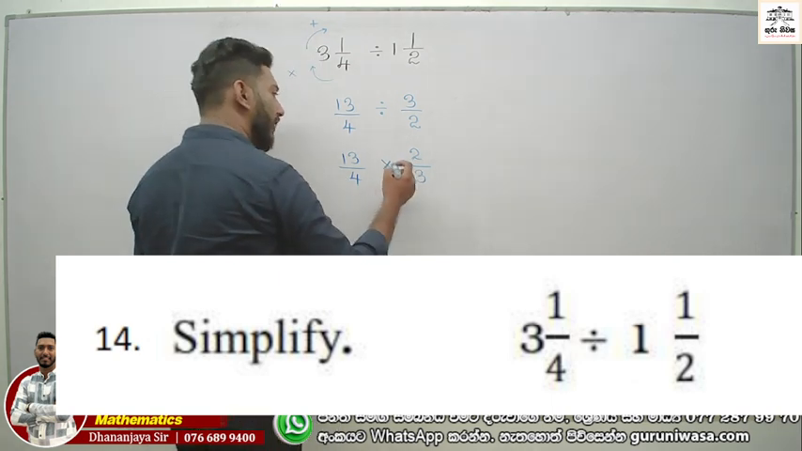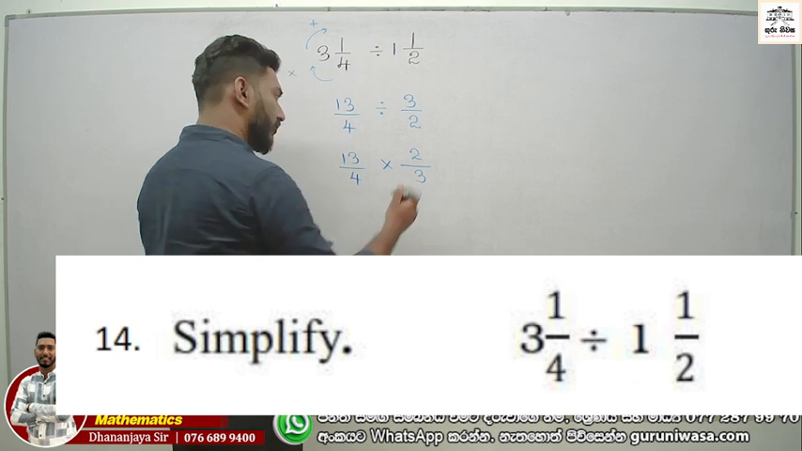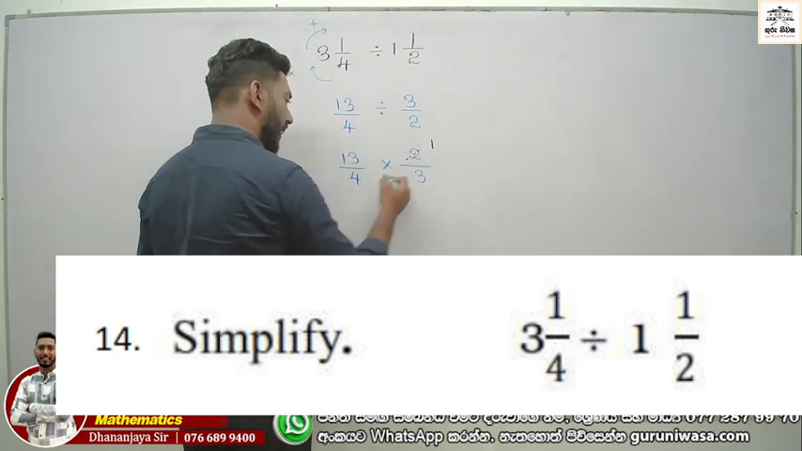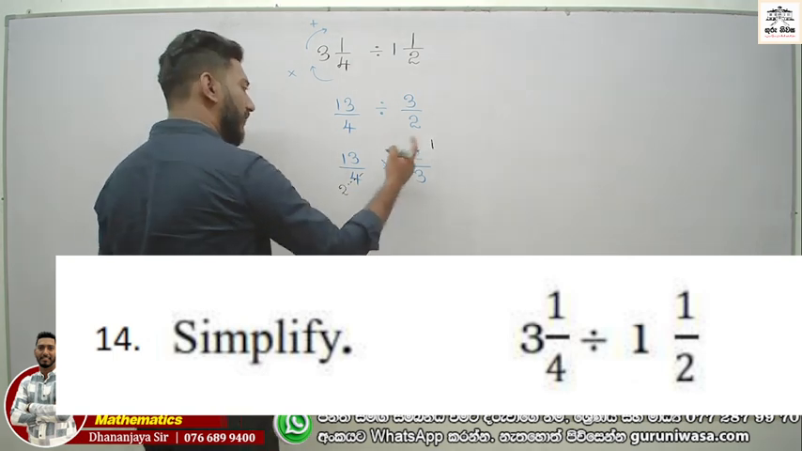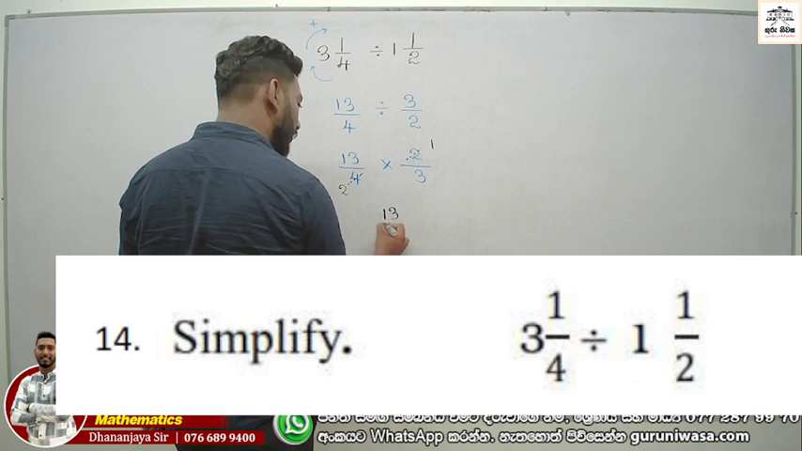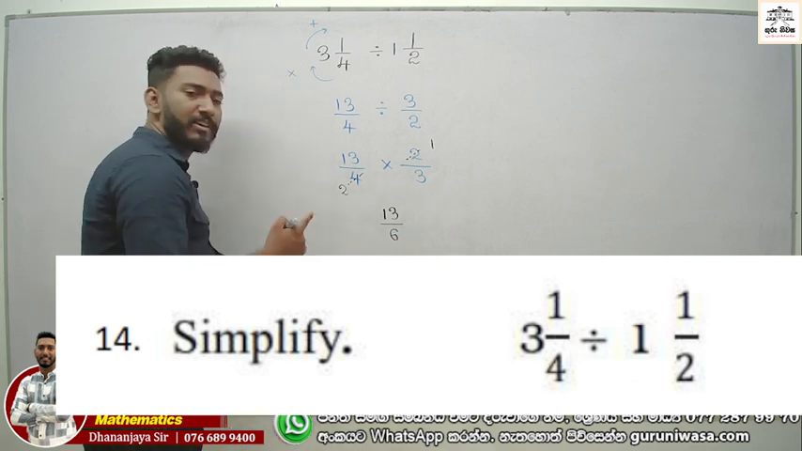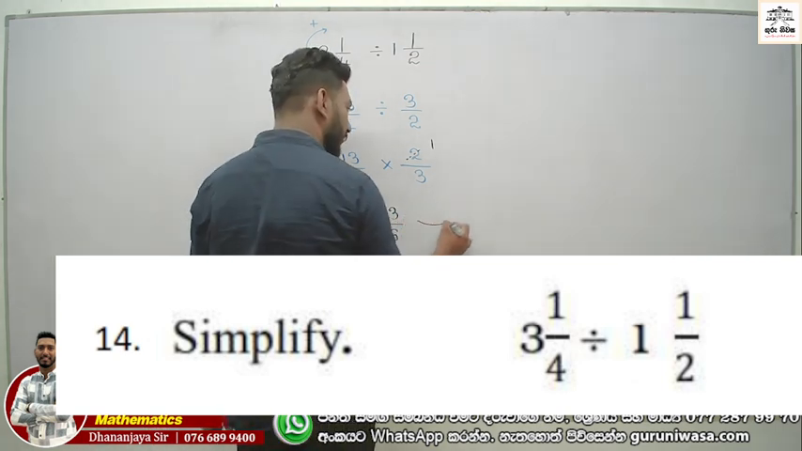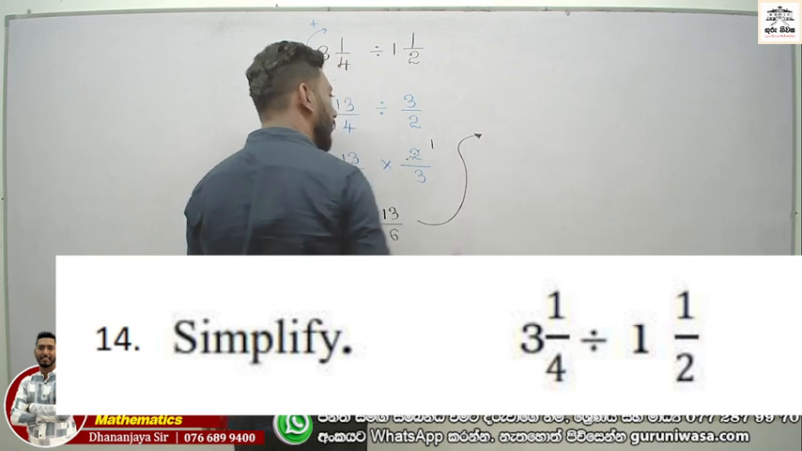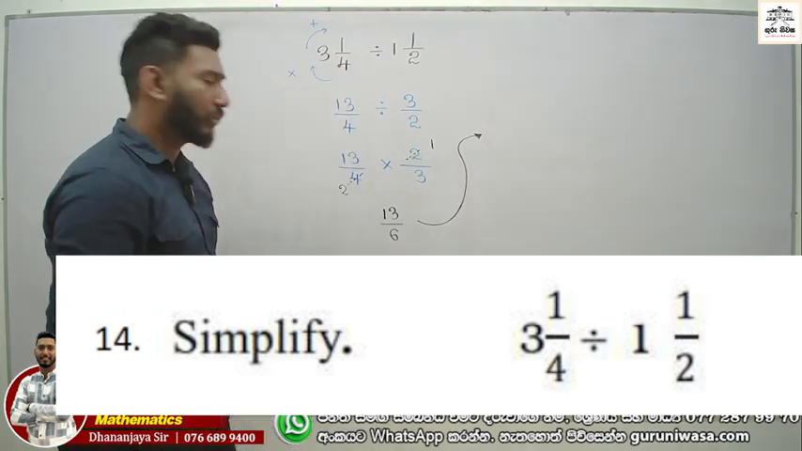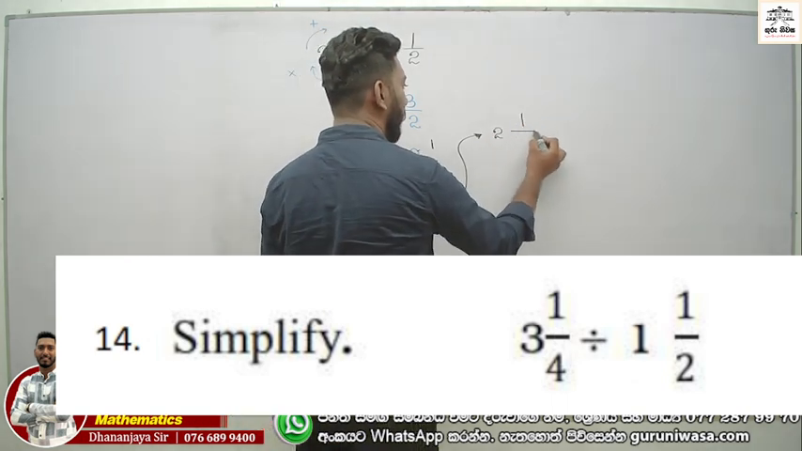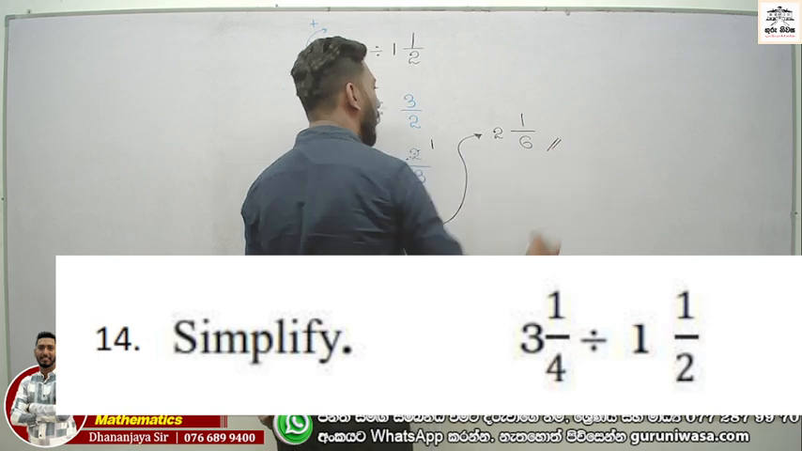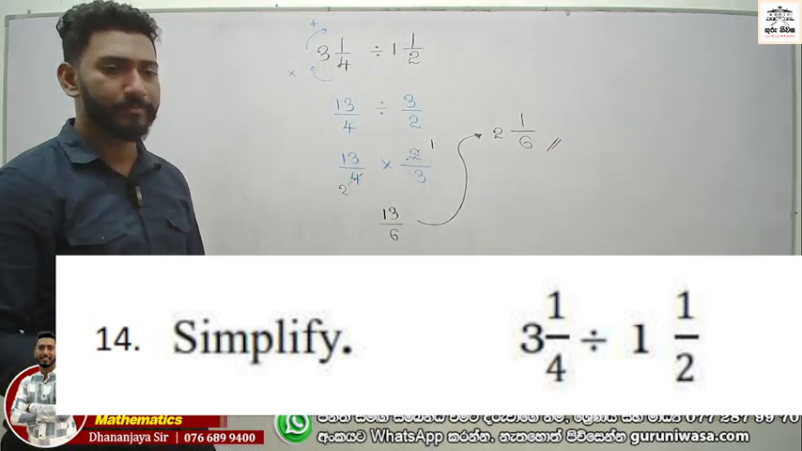Now you can simplify. 2 times 1 as well as 2 times 2. 13 times 1 is 13. Now 2 times 3 becomes 6. But 13 over 6 is an improper fraction. You have to change it to a mixed one. Now 13 divided by 6 becomes 2 and just 1 remainder. Now 2 1/6. 2 1/6.